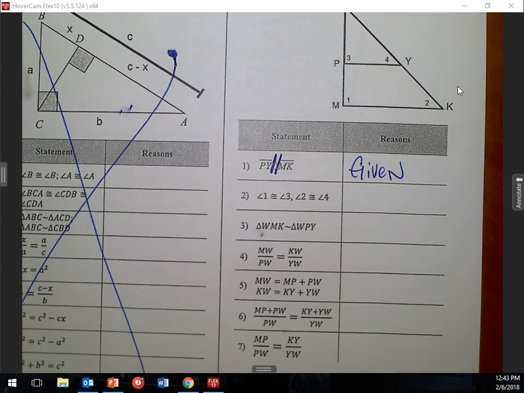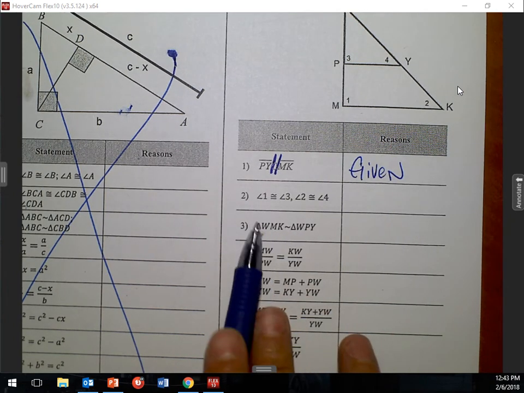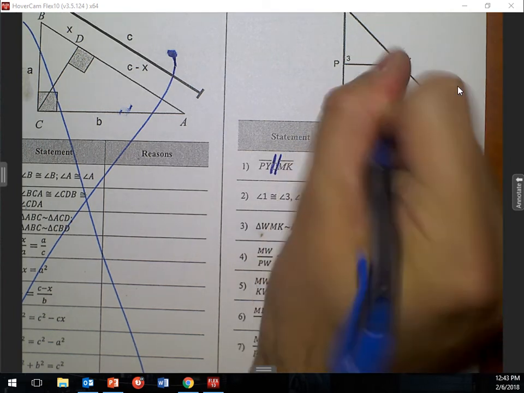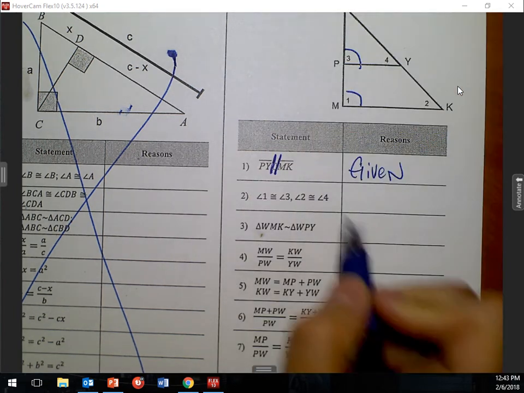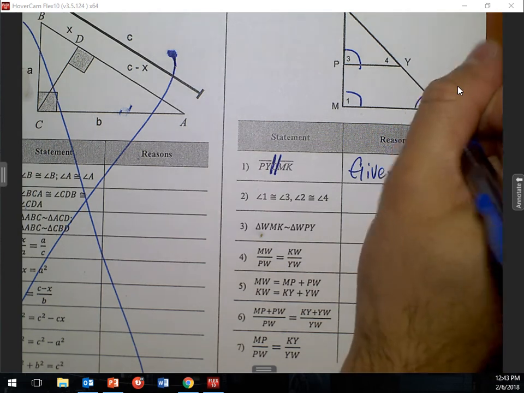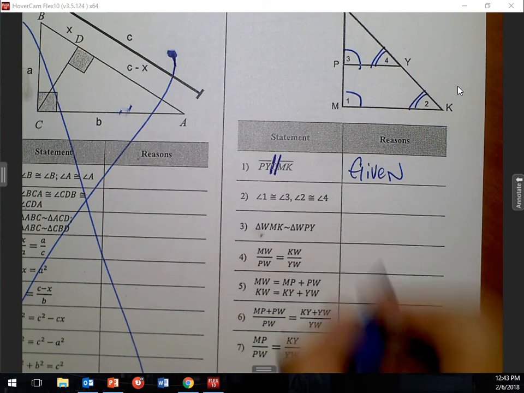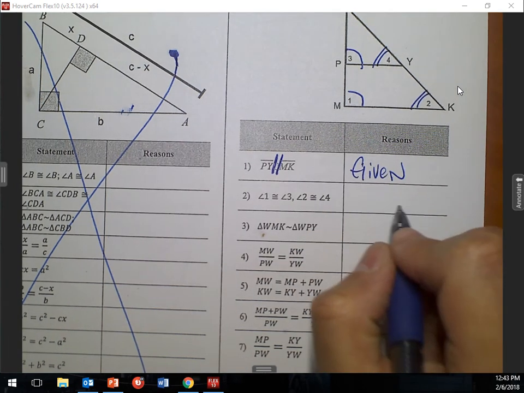All right, so let's take a look. Pay attention. It says 1 is congruent to 3, so I'm going to mark that. 1 is congruent to 3. 2 is congruent to 4. Very good. So, corresponding angles. Does this look a whole lot like what we did before? Okay, so my answer is corresponding angles right there.